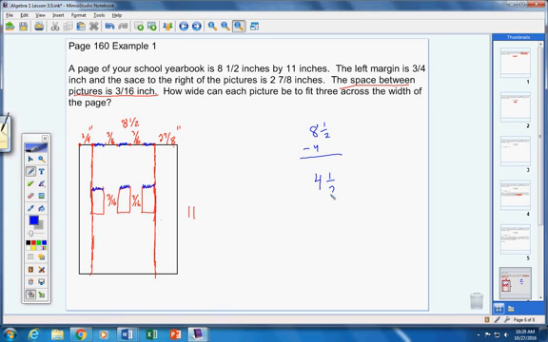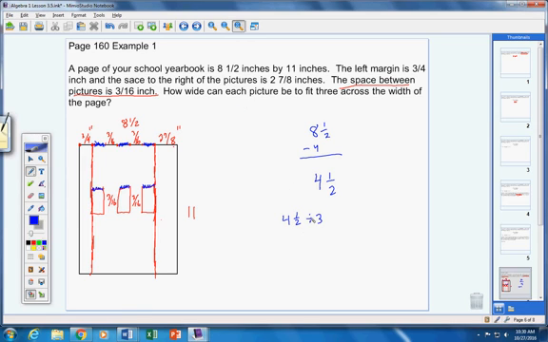So here's what I know. This total blue space here, plus this space is 4.5. How many pictures do I have? 3. So take 4.5 and divide it by what? 3, because it doesn't say what's the total amount of space for all the pictures. It says how wide can each picture be, or in other words, how wide is one picture, okay?